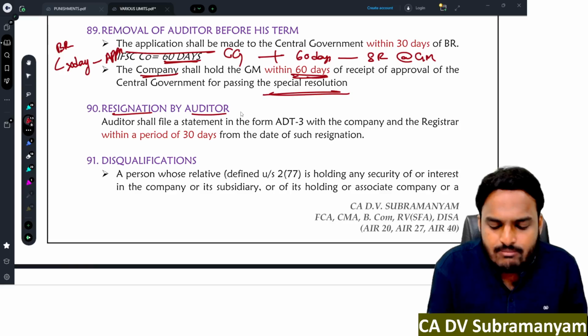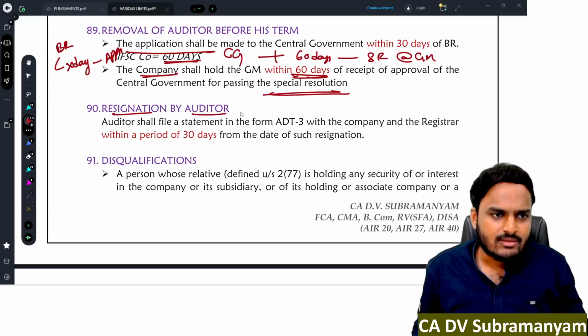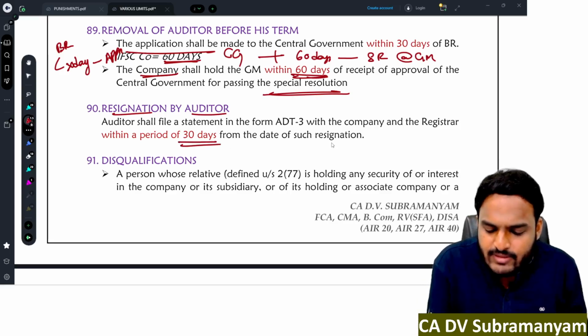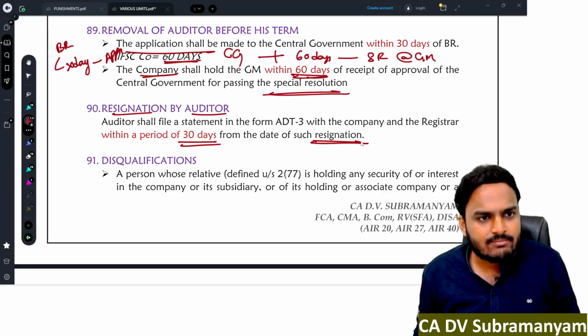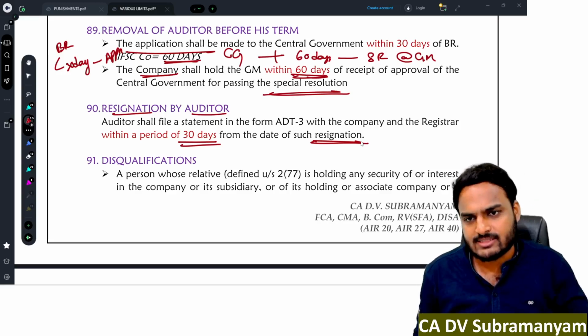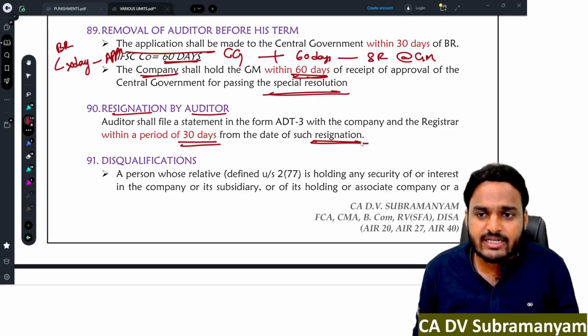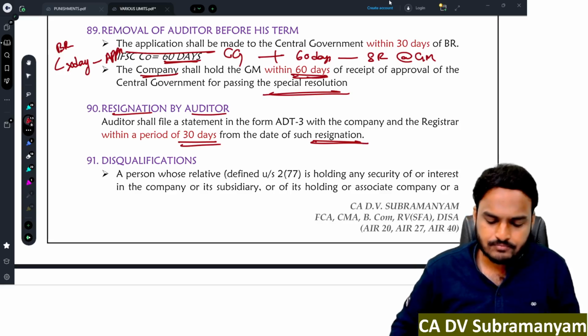Next one, resignation by auditor. Auditor can resign. Auditor can come out of audit office. But the point is, within 30 days of resignation, he has to communicate the matter with ROC, company and C&AG in case of central government, in case of government companies. So time period for filing resignation statement is 30 days from the date of resignation.